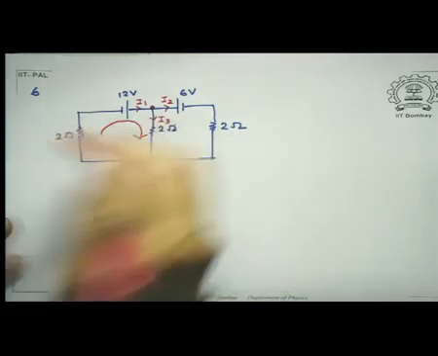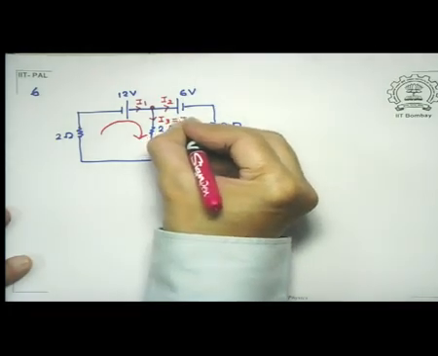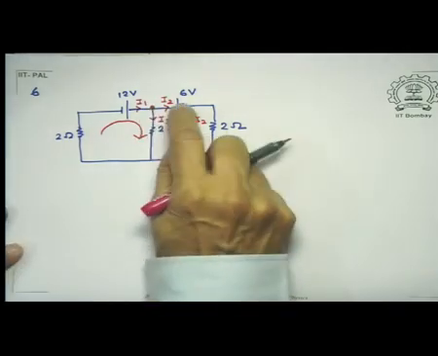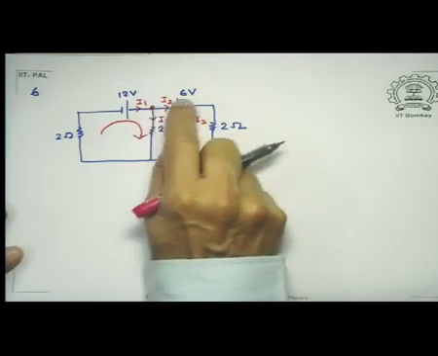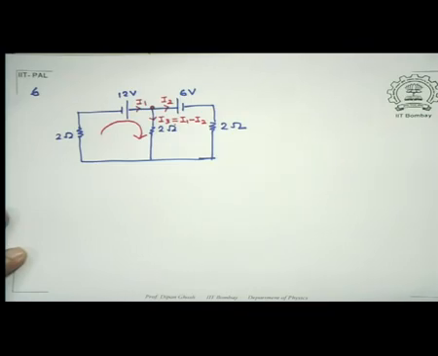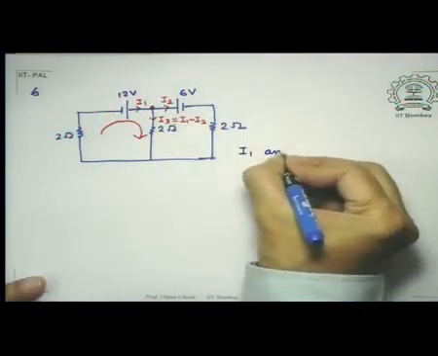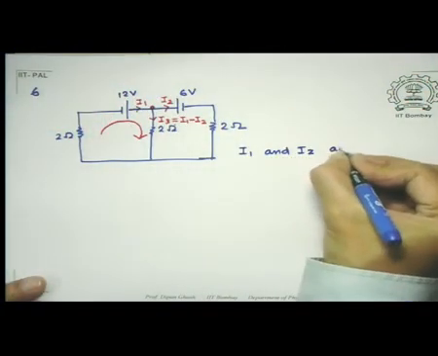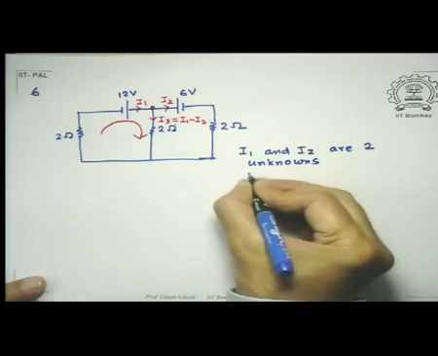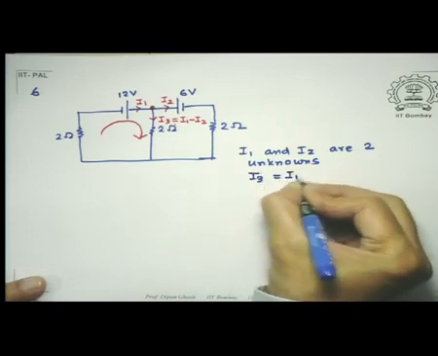But I notice this I3 must be equal to I1 minus I2. Because I1 is coming in, I2 going out, so the net coming in is I1 minus I2, so the net going out through this must be I1 minus I2. Having done that, I have 2 unknowns, I1 and I2, and I3 is known already because it is nothing but I1 minus I2.